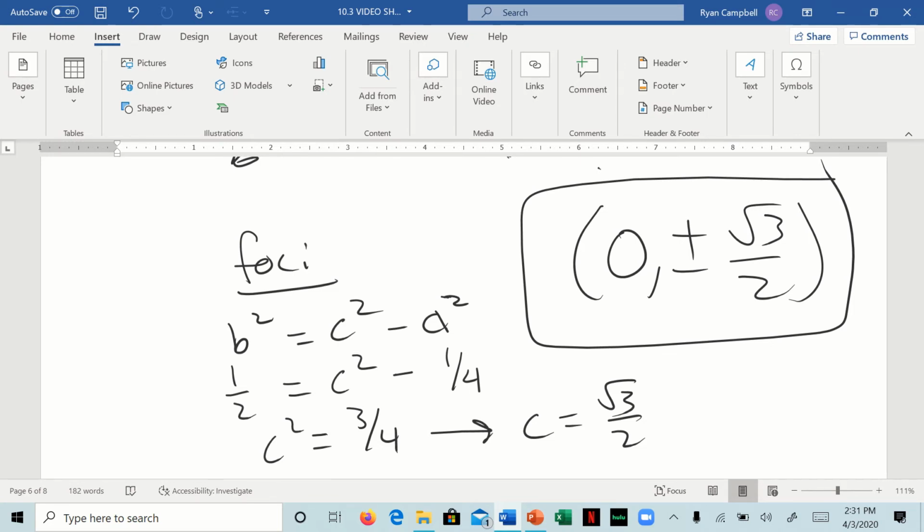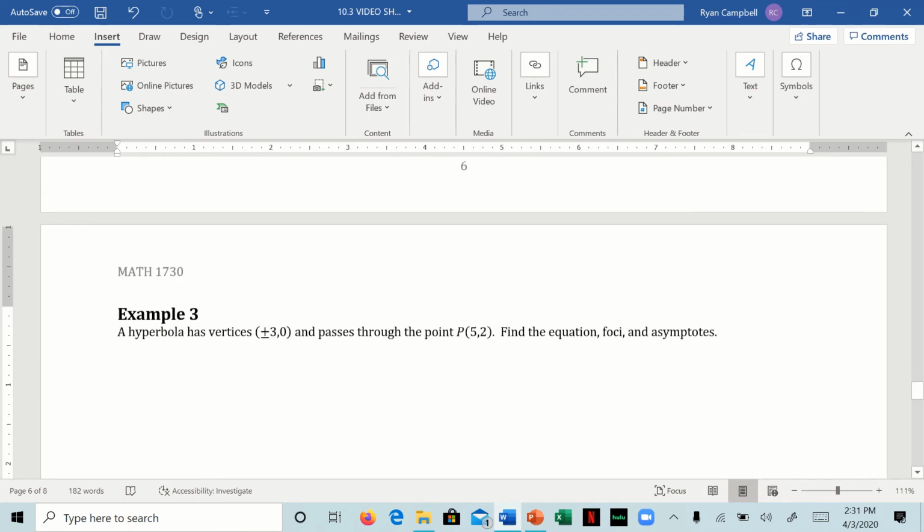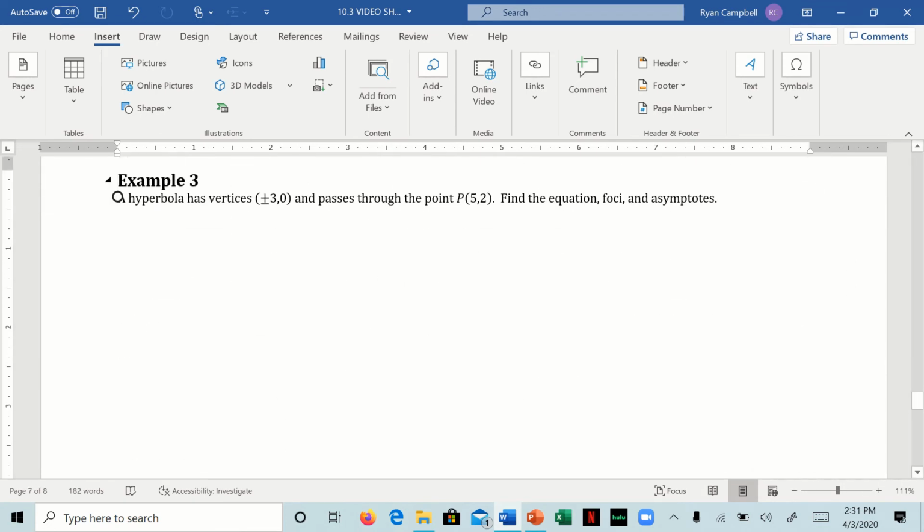All right, 2 more to go backwards, and then we're done with this lesson. So the hyperbola has vertices at plus or minus 3 and passes through this point. So let's find the equation, the foci, and the asymptotes. We know that since this is the x, it has changed, right? This is going to be the x squared over a squared scenario.